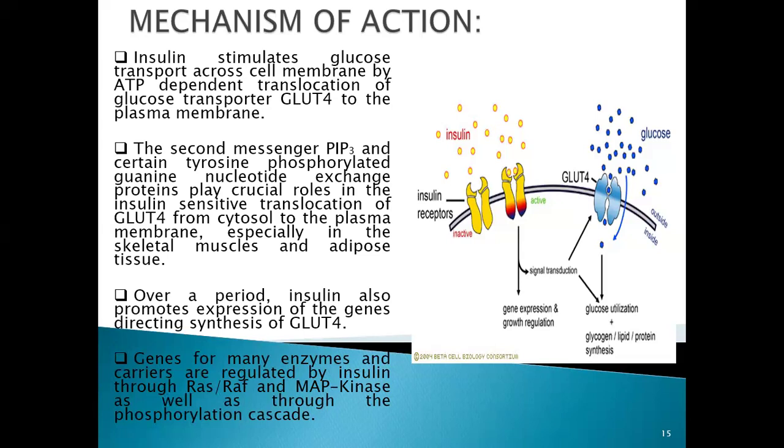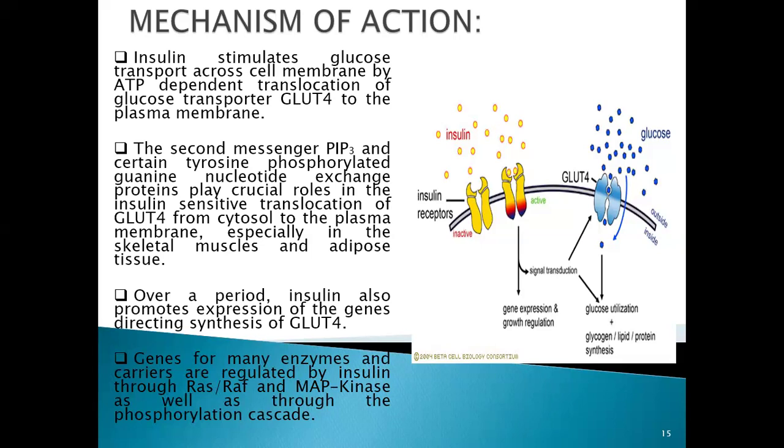So you can see that in simple words, whenever the insulin comes and binds to the insulin receptors on the cells of the fat and skeletal muscles, it will help in the translocation of the GLUT4 transporter from inside the cytoplasm of that particular cell to the plasma membrane, so that the GLUT4 allows the glucose from the blood to enter the cells, which undergoes glucose utilization, glycogen and lipid synthesis, etc. So that is essentially the basic mechanism of insulin and its action with the help of GLUT4.